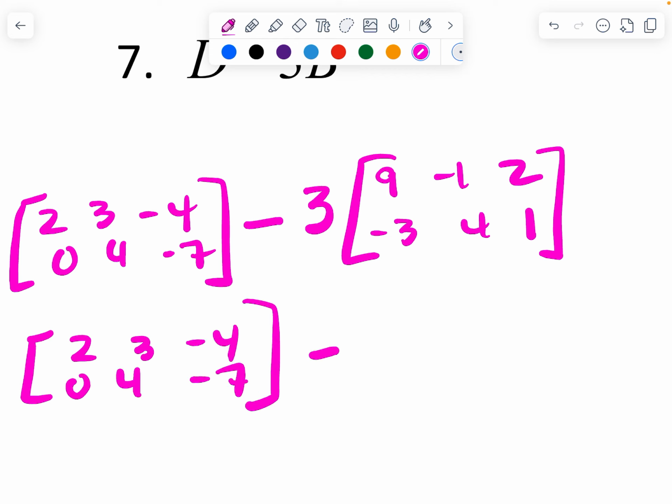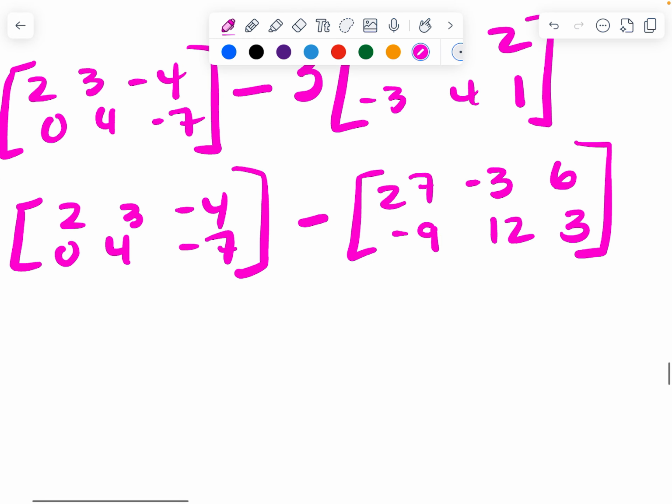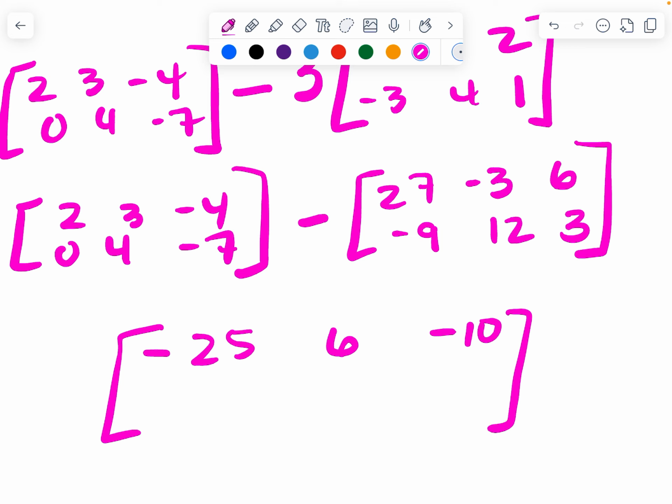Okay, so minus, and that's going to be 27 minus 3, 6, negative 9, 12, and 3. So now we just subtract these. So negative 25, and then that's going to be 3 plus 3, which is 6, negative 4, negative 10, 0, that's 9, so 4 minus 12 is negative 8, and negative 7 minus 3 is negative 10.